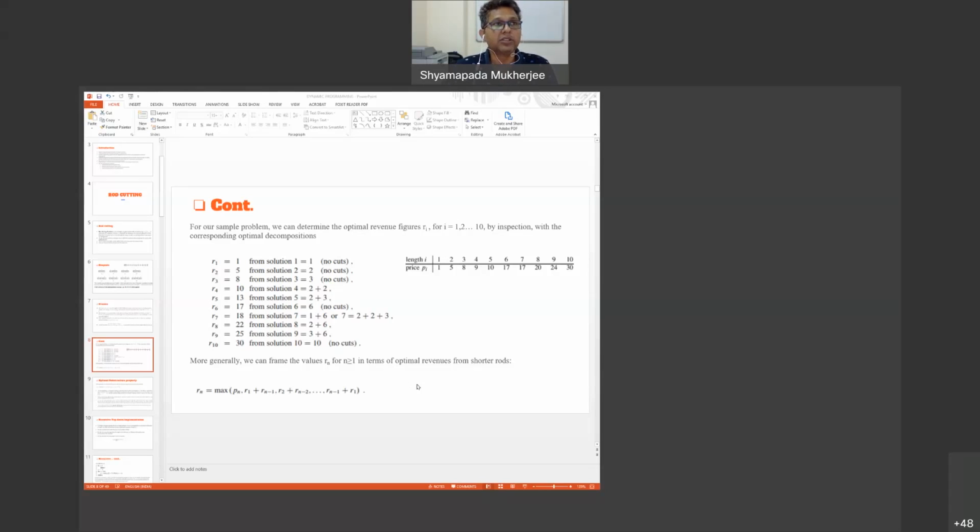Okay, so the previous slide shows that if the length of the rod is n, then there would be 2 to the power n minus 1 possible ways to cut the rod. So from this one you can assume how much the complexity of the corresponding algorithm will be. It is exponential, or 2 to the power of the input.